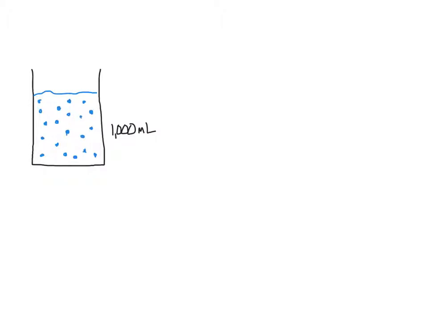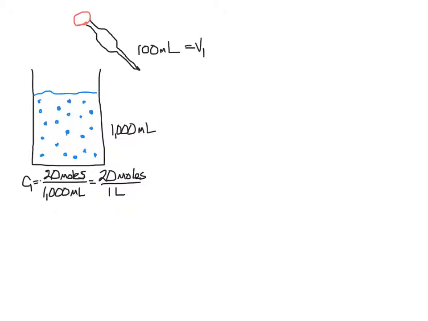Let's start with 1,000 milliliters or 1 liter of solution, and I've drawn 20 little blue dots in here so we can pretend there are 20 moles. So let's say that this is 20 moles per 1 liter, so the initial concentration is 20. Let's perform a serial dilution using this as the starting solution. We're going to remove a 100 milliliter aliquot of this 20 molar solution.